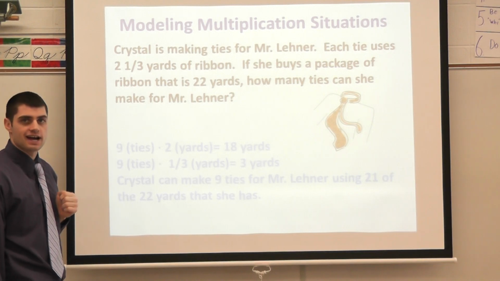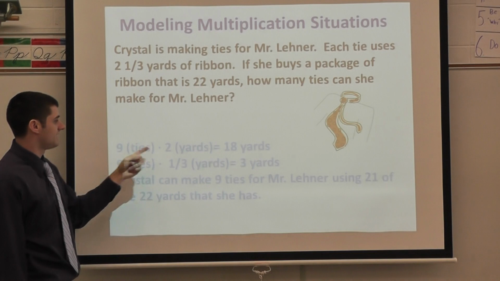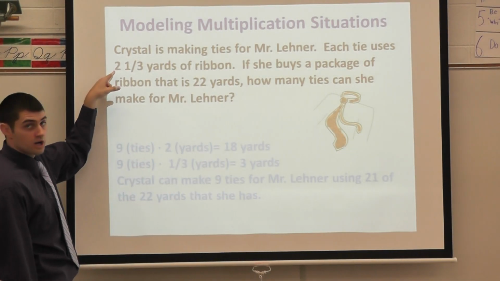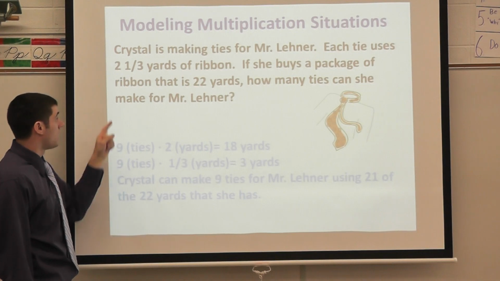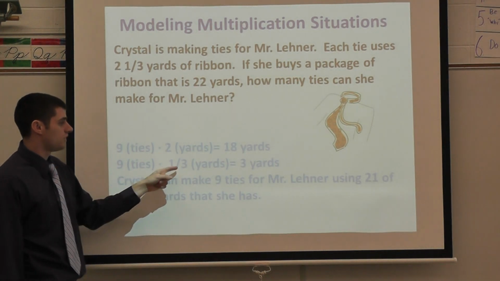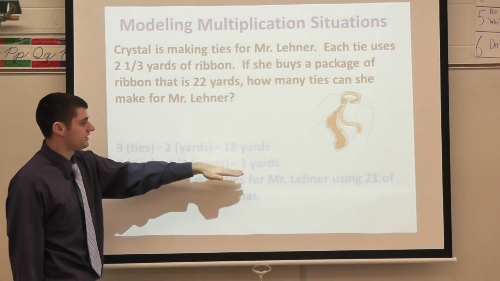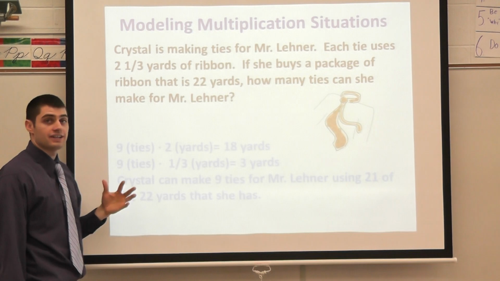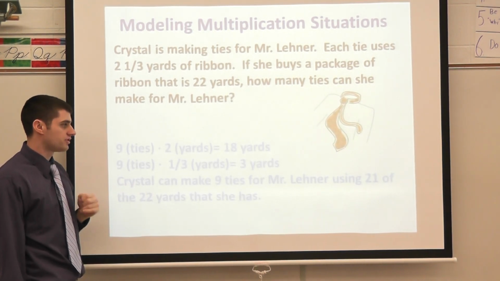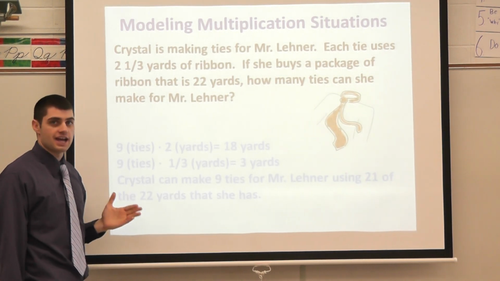If I have 9 ties, I'm going to use our distributive property here. I'm going to take 9 times the 2 yards, which is going to equal 18 yards. That was my whole number, 9 times 2. I also have to distribute the 9 to the 1/3. So 9 times 1/3 is going to equal 3 yards. If I add 18 yards and 3 yards together, that's a total of 21 yards. So Crystal can make 9 ties for Mr. Lehner using 21 of the 22 yards that she has.